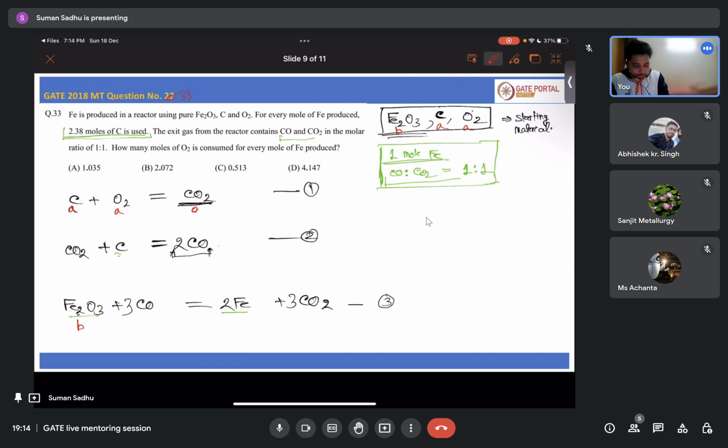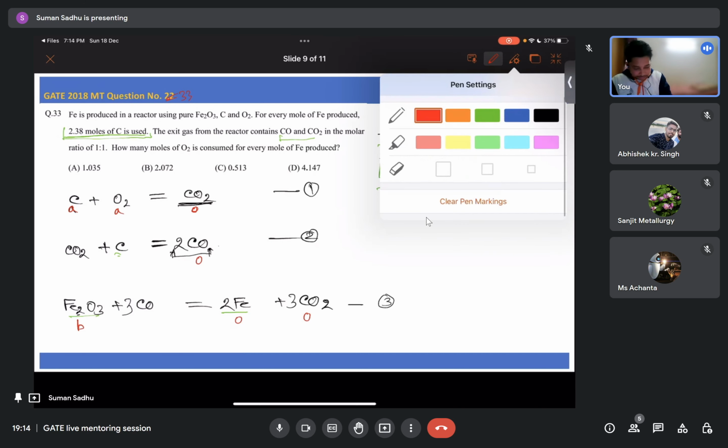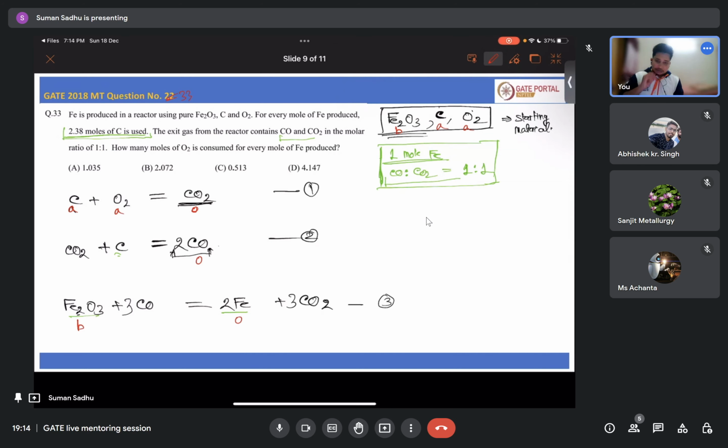So initially CO2 was 0. Initially CO was also 0. Initially iron was also 0. And here CO, I will write it later because already some CO has formed here. So I'll come back to this equation at a later stage. Now let us go step by step so that it will be easy to understand.